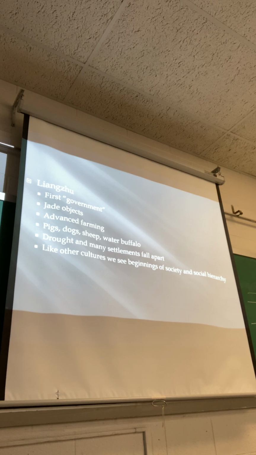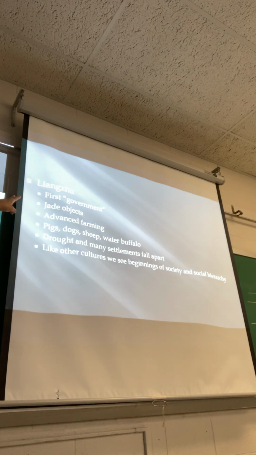Now, what happens to this culture? This is like another setback. China enters a period of drought. And so the areas where people were relying on wells and things like that, those collapse, because without rain, the wells dry up, and without water, nothing's going to grow. So we see those settlements completely collapse. The Liangzhu society disappears. People starve and die, and boom, society is gone.